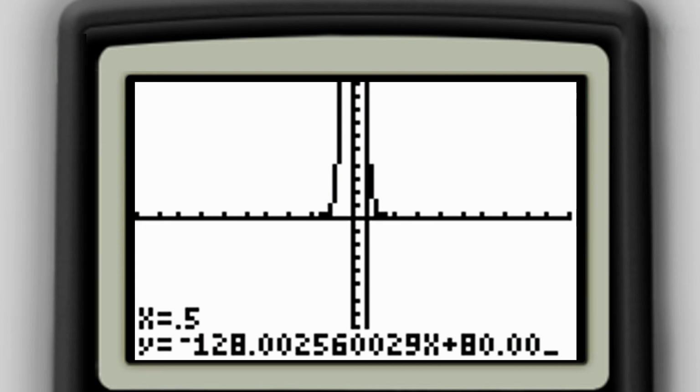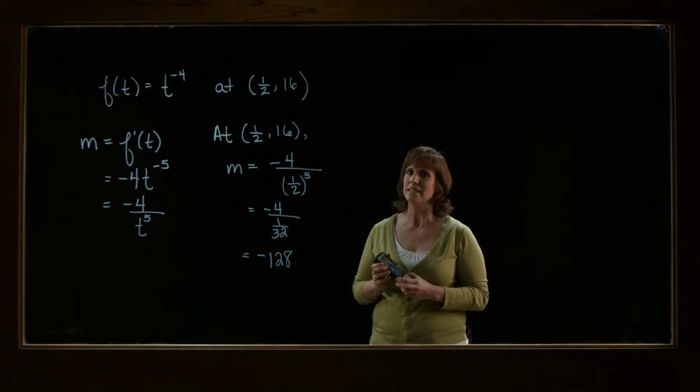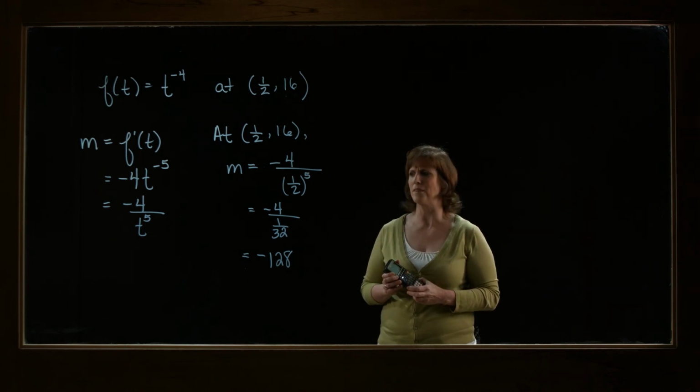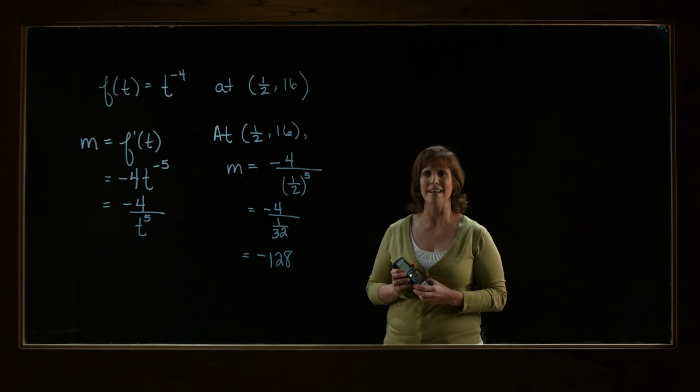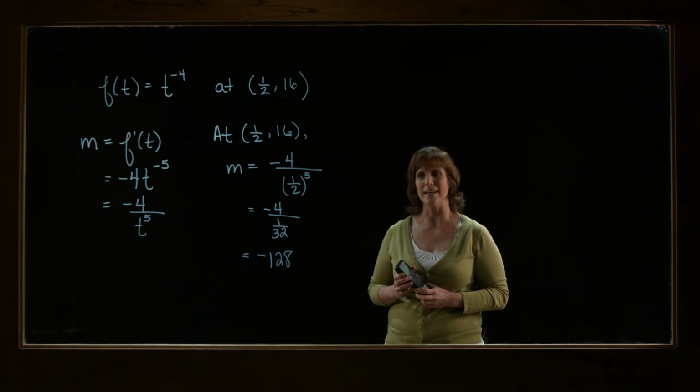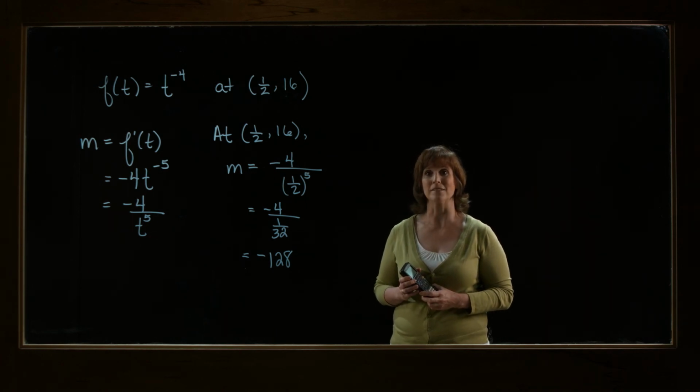This really highlights the importance of knowing how to do the problem and not solely relying on your graphing calculator, although this really does give you a good indication if you're in the right ballpark. If we had come up with a graphing calculator answer of negative 5, I would know something was wrong. But as it stands, I'm confident that negative 128 is my answer. I hope this helps. Thanks.